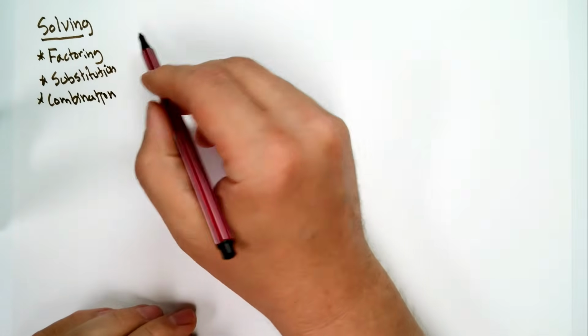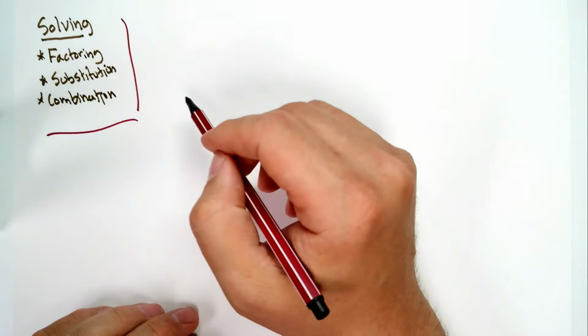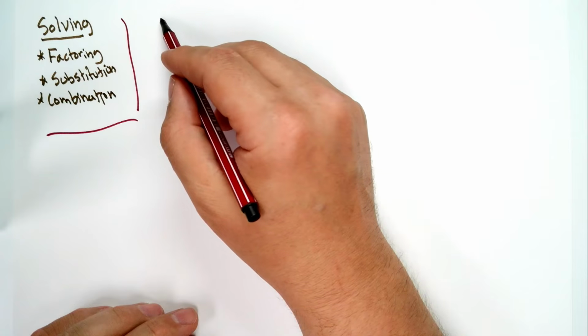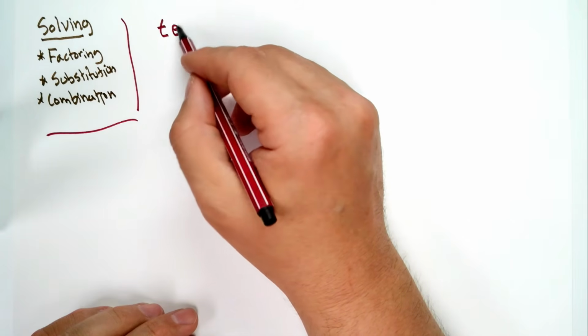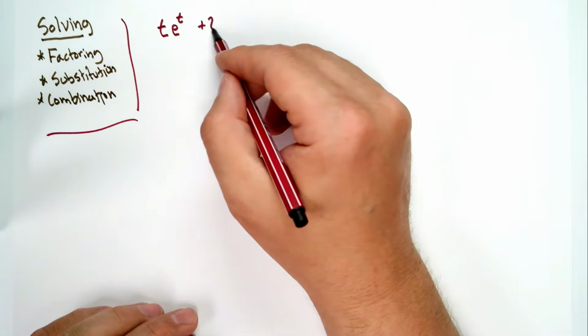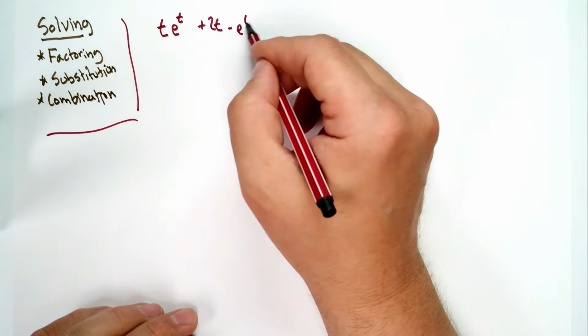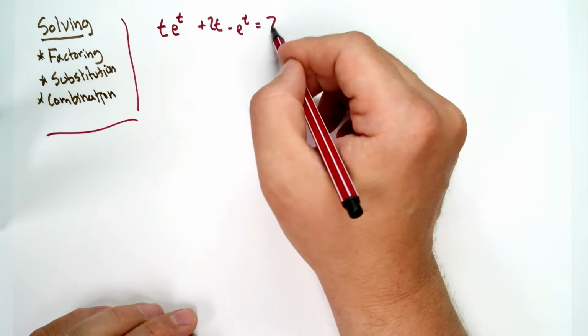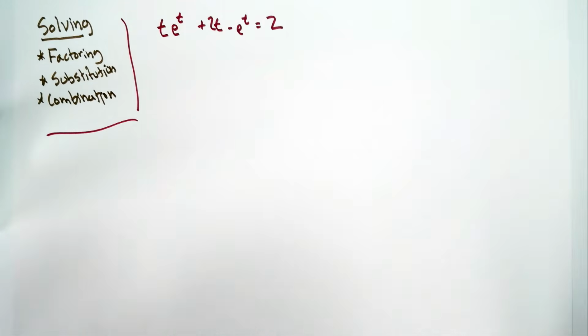Okay, so here we go. First example. Suppose I want to find all values of t where t e to the t plus 2t minus e to the t is equal to 2. All right. Now, our first reaction is, what? Is that possible? Can it be done? And our second reaction is, cool, let's do it.